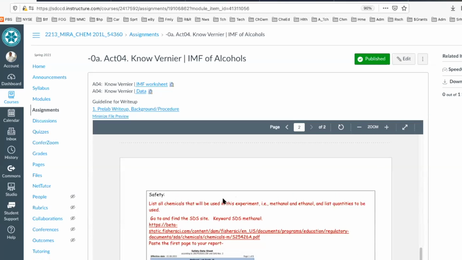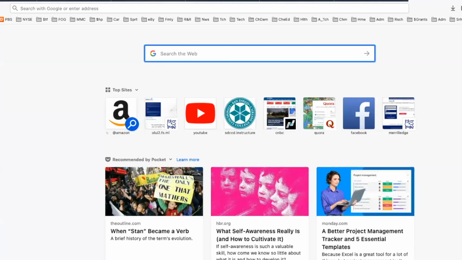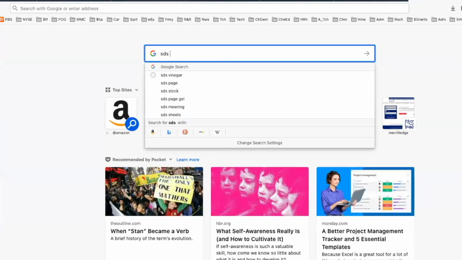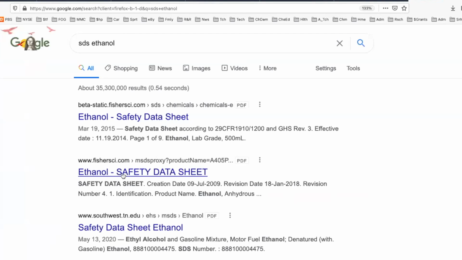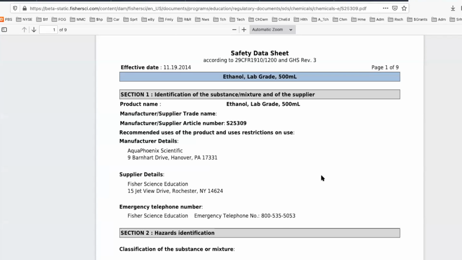Here's a safety tip. You can just Google SDS, safety data sheet, and then the chemical. And what you will get is something that looks like this. I'm going to Google SDS, safety data sheet, and then say ethanol. And you'll get a hit like this right here, or this right here. Usually the first one's good enough.